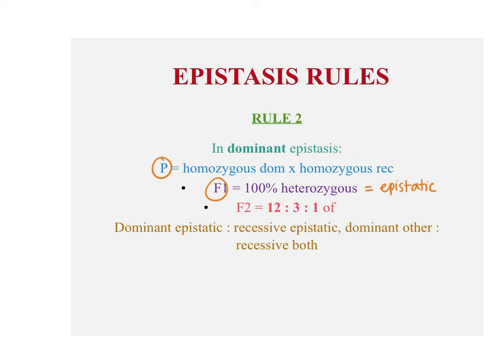And then for the F2 generation, we should always get a 12:3:1 ratio of the dominant epistatic. So in this case it's a presence of a big W and then something else. And then 3 recessive epistatic, dominant others. So that means that we've got 2 little w's and then a big something. So in this case it was a big Y and then something else. And then finally recessive both. And this is where we've got 2 recessive w's and 2 recessive y's. And that gives us our green squash in this example.